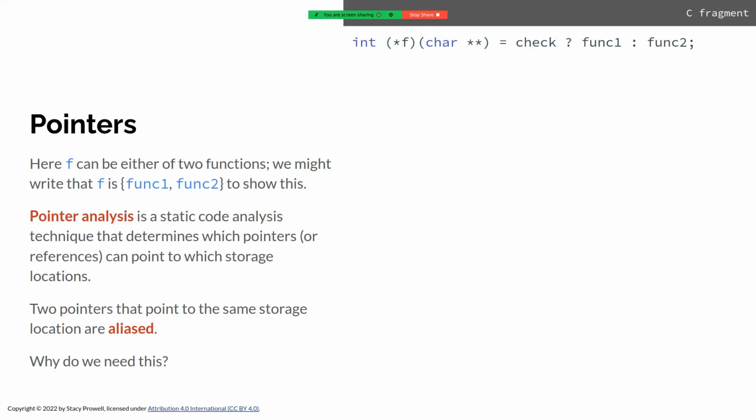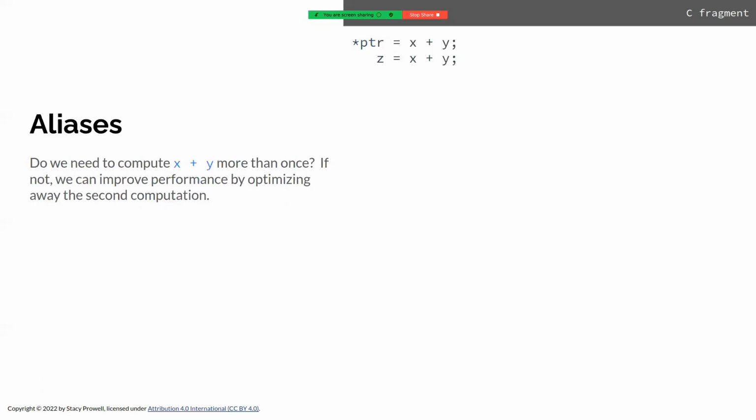So why do we need pointer analysis, and why do we need to worry about aliasing? Well, over on the right now is some simple C code, simpler code than we had before. I hope you agree. So I have a thing called pointer, and I go ahead and turn it into an L value with the star. So now I've dereferenced it. So I want to store something in that location. And what I store is the value x plus y. And then the next thing I do is I set z equal to x plus y.